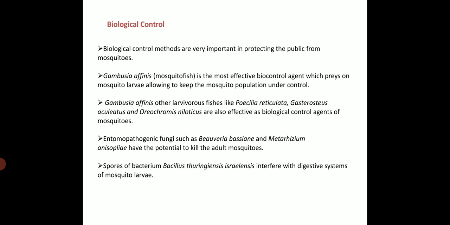Entomopathogenic fungi such as Beauveria bassiana and Metarhizium anisopliae have the potential to kill adult mosquitoes. Spores of the bacterium Bacillus thuringiensis israelensis interfere with the digestive system of mosquito larvae. So these are some of the biological controls for Anopheles. Thank you.